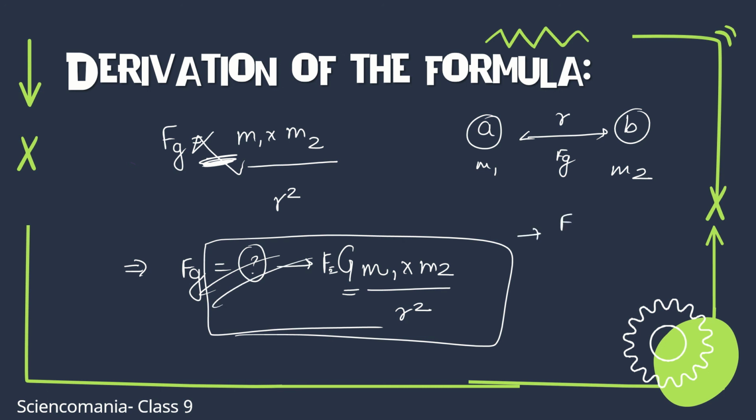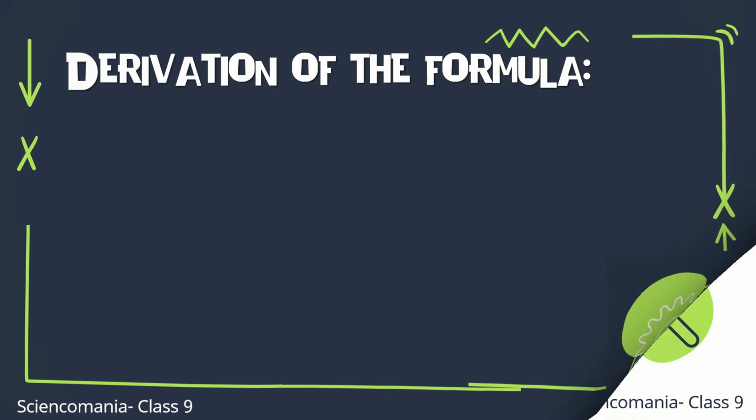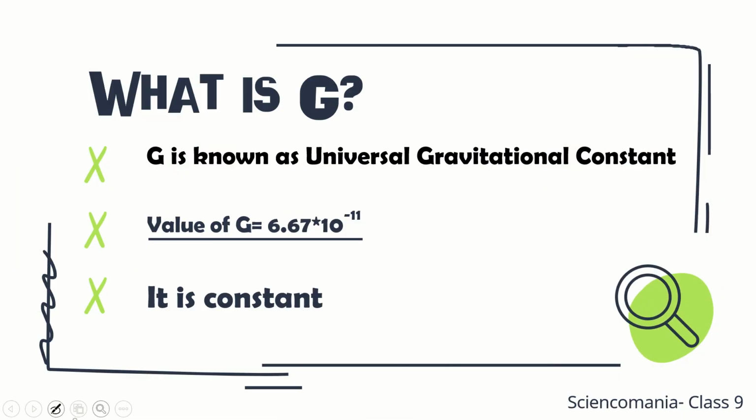Let me write it again. Force of gravitation is equal to G into m1 into m2 upon r square. Now, as we were talking about, what is G? G is known as the universal gravitational constant. It is constant, as the name suggests. The value of G is equal to 6.67 into 10 to the power minus 11.